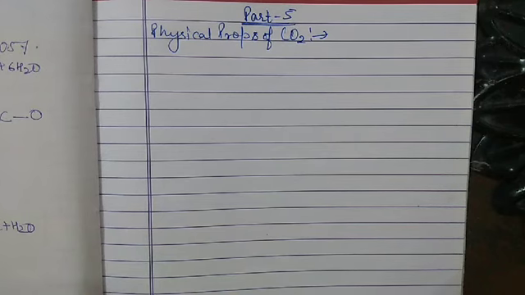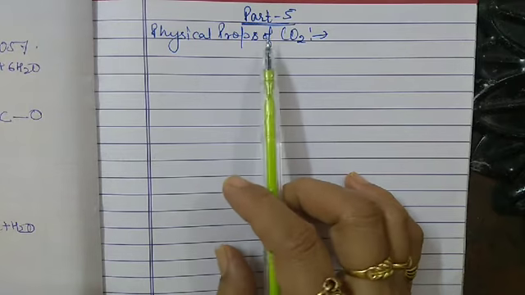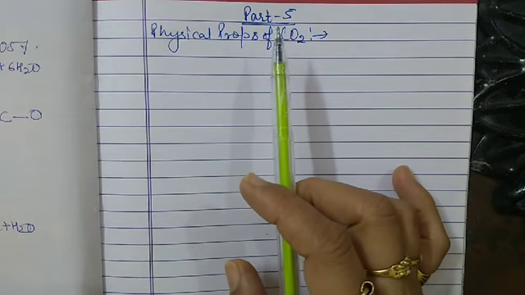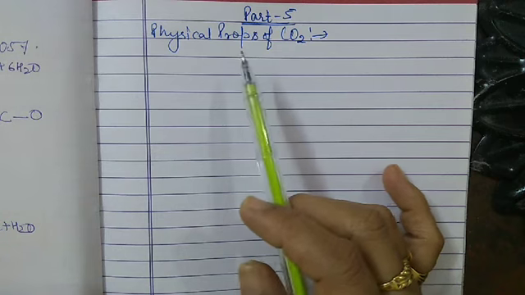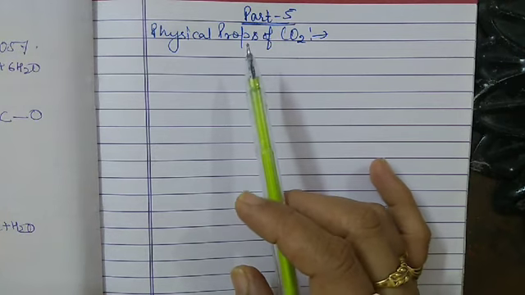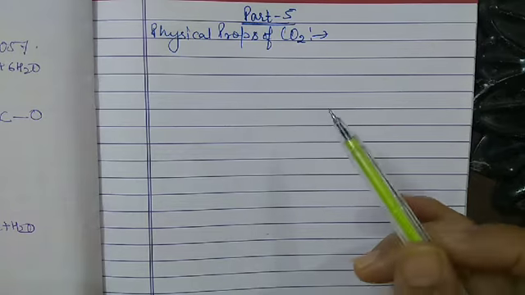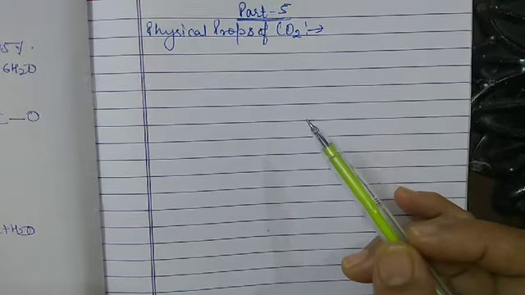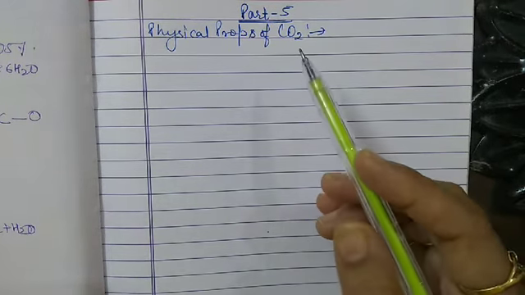Good morning everyone. The next part of the lesson, P block elements, is the physical properties of carbon dioxide. We have already studied the method of preparation of carbon dioxide in our previous lecture. So today we will discuss the physical properties of carbon dioxide.